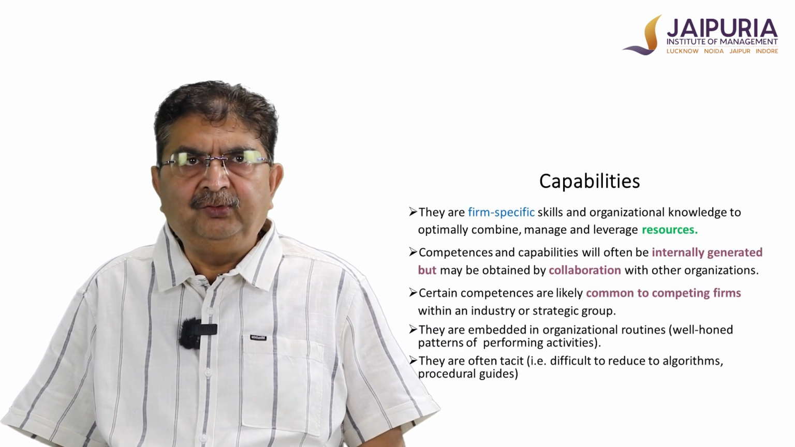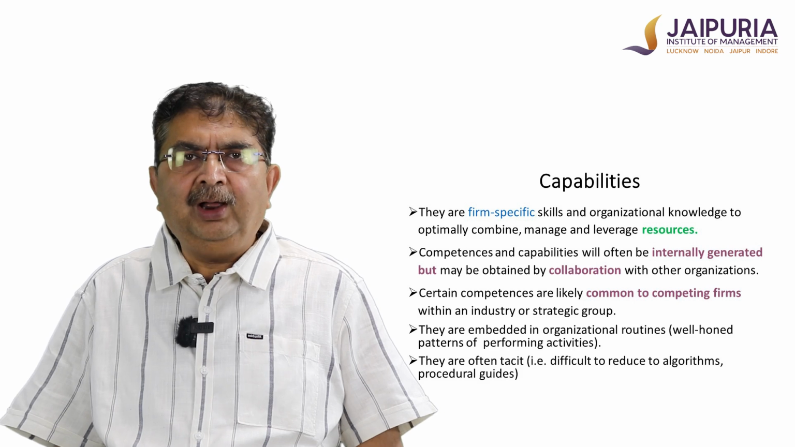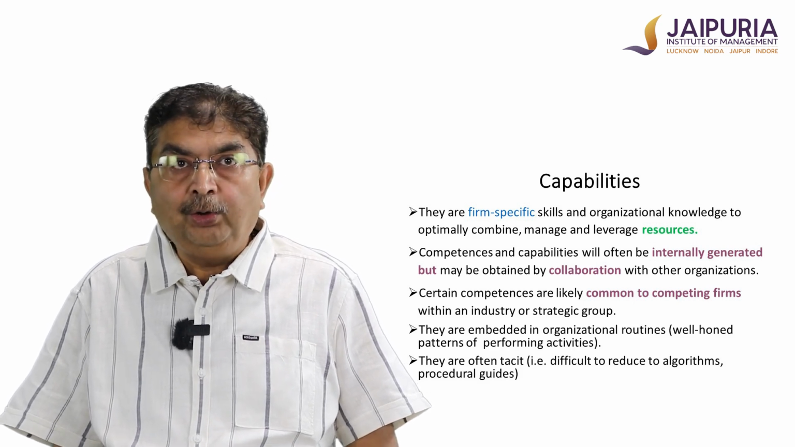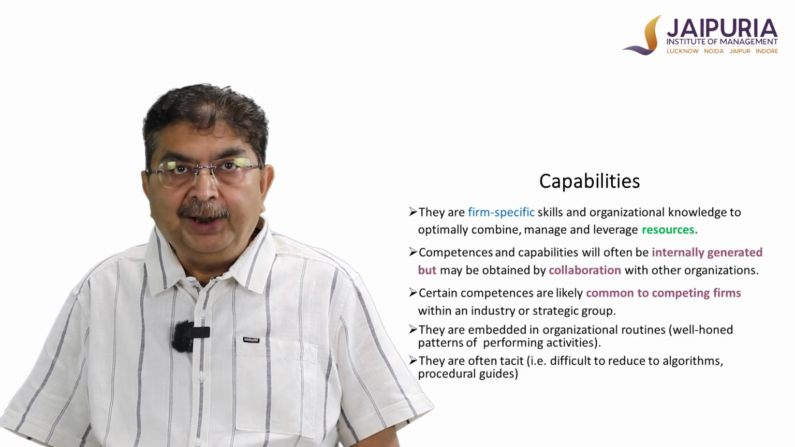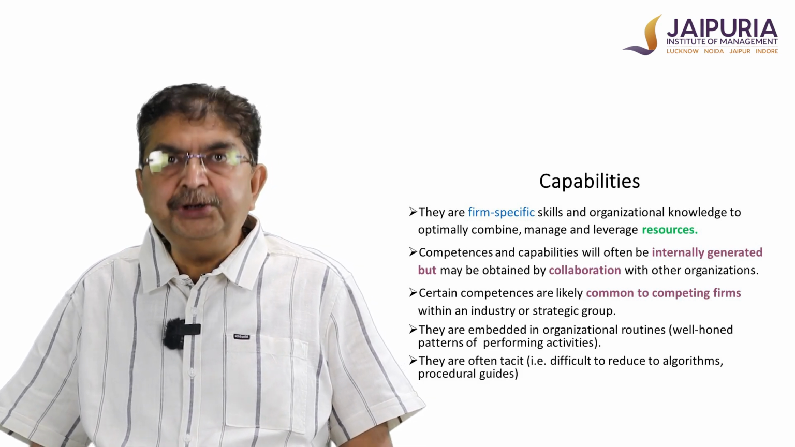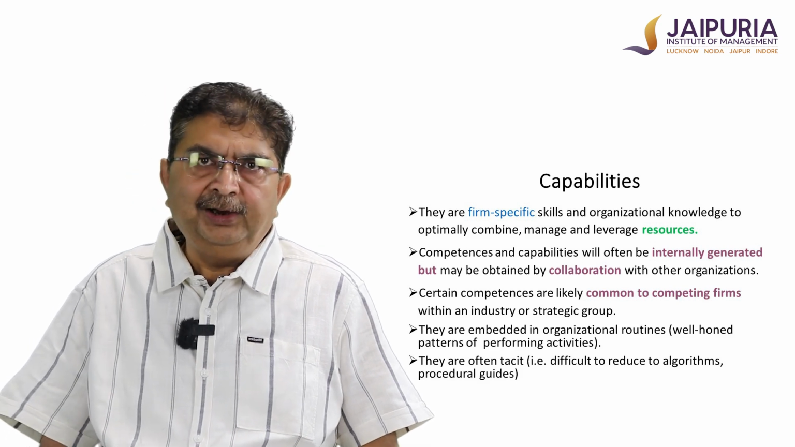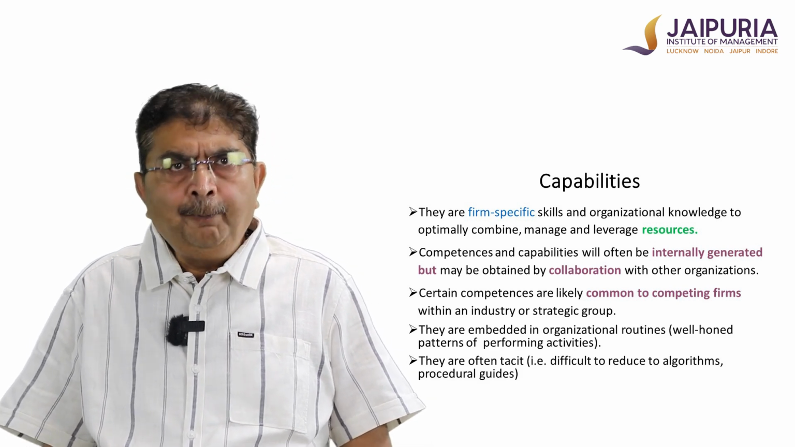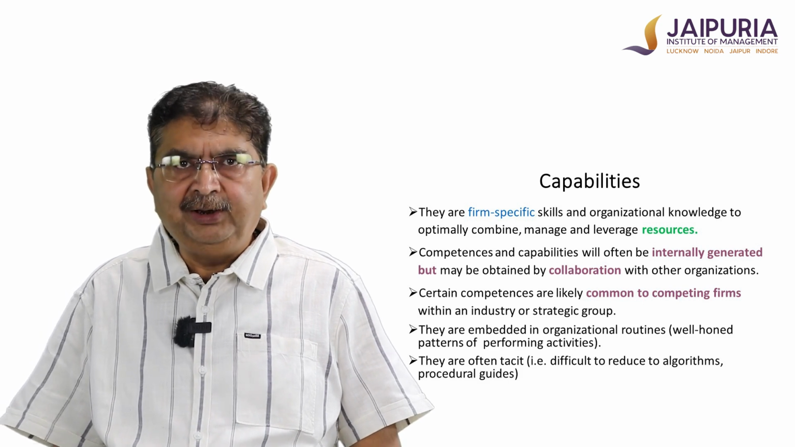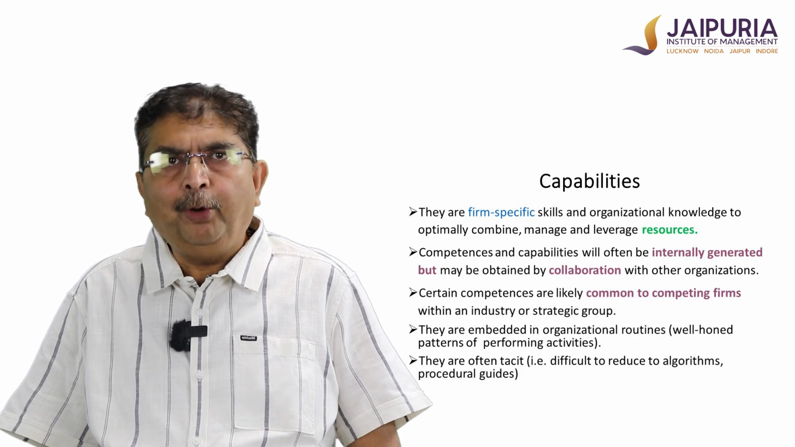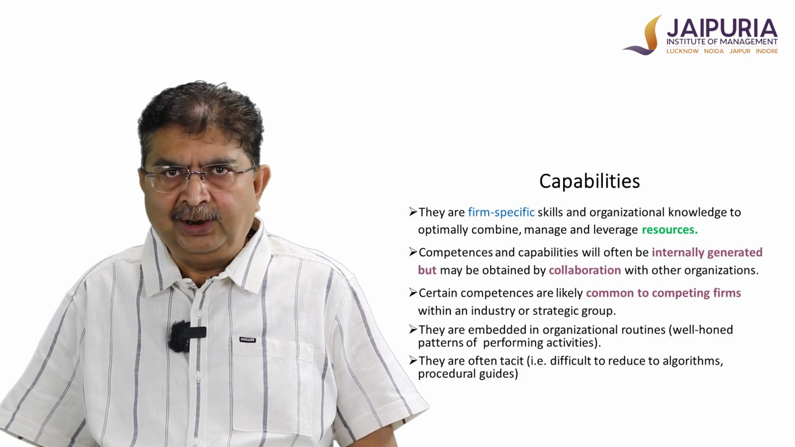The next thing in this are the capabilities. Now, capabilities are firm-specific skills and organizational knowledge to optimally combine, manage, and leverage the available resources, which can be tangible, intangible, organizational, and so on. Competencies or capabilities will often be internally generated, but may be obtained by collaboration with other organizations.